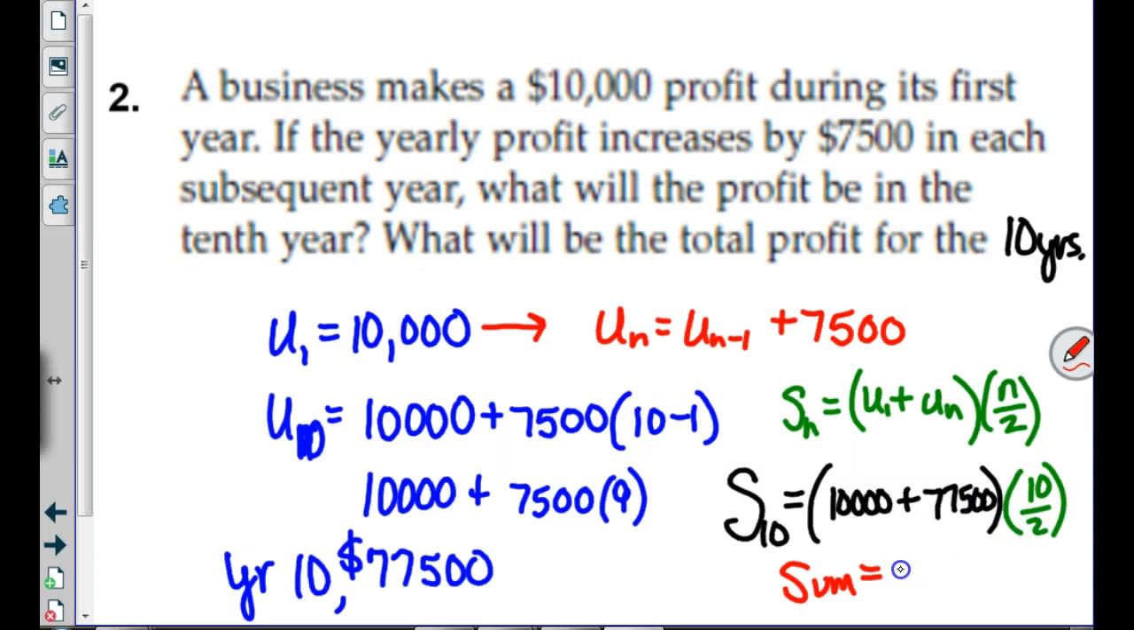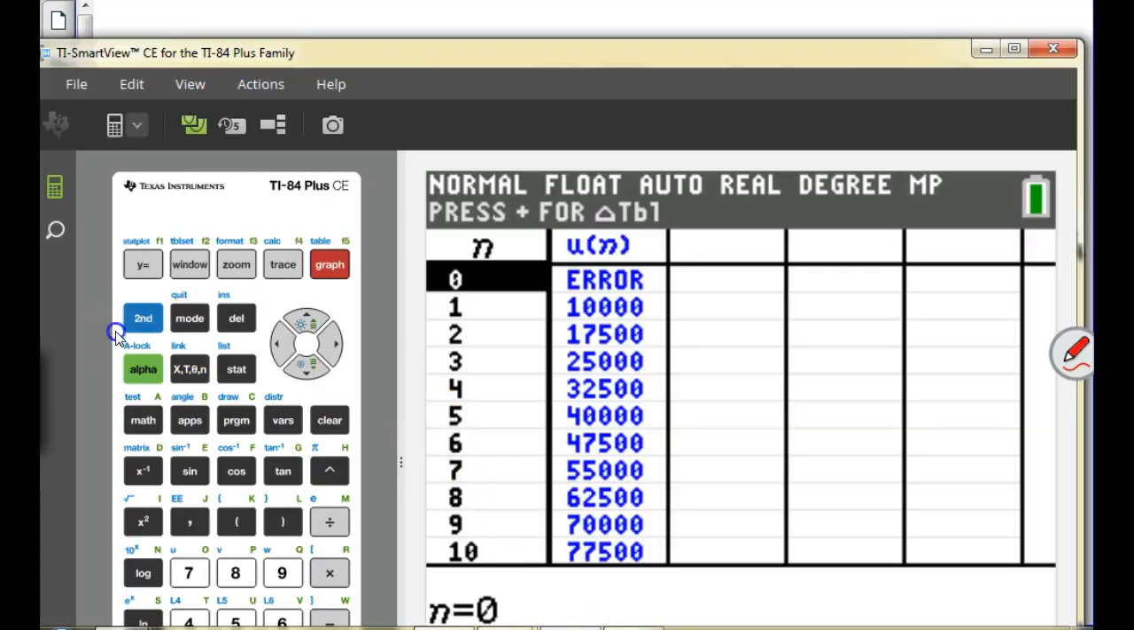What is it? 10,000 plus 77,500. You added and got 87,500, but then you didn't do times 10 divided by 2. Did you remember parentheses around the first two, maybe? Can you see what he did wrong? I got 5. We're making this question way too difficult.